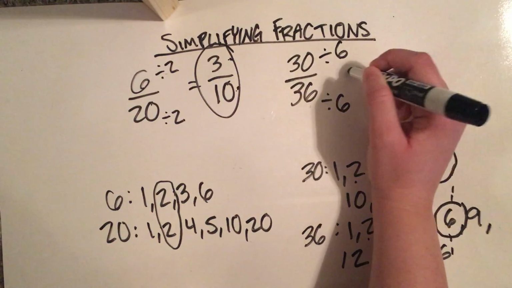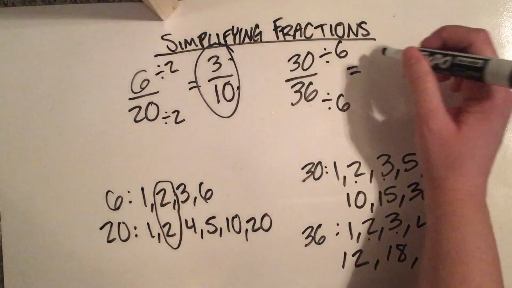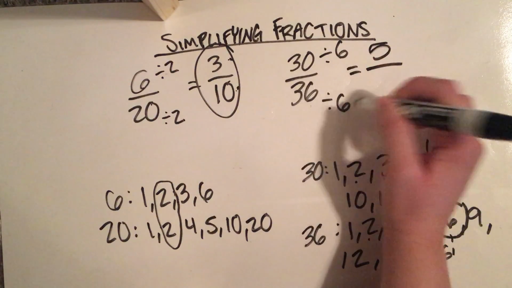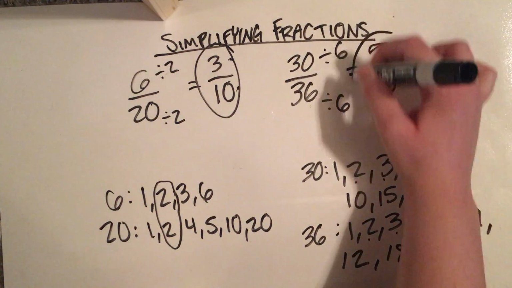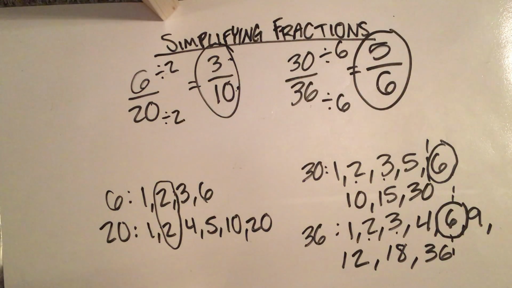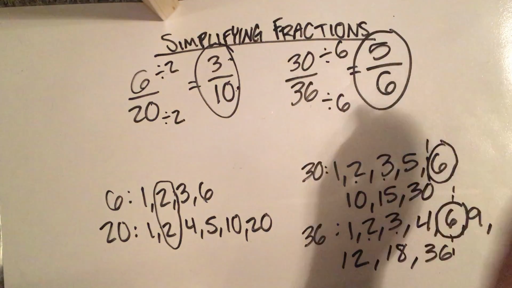so that's the number we are going to divide by. So 30 divided by 6 gives us 5, and 36 divided by 6 gives us 6. So the simplified fraction of 30 over 36 is 5 over 6.